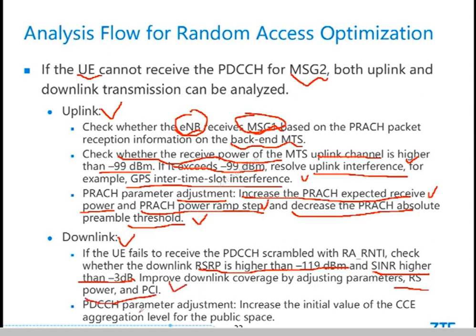So how can we solve this problem? Increase the initial value of the CCE aggregation. It means we increase the output power from the eNodeB side to ensure that the UE can receive message 2 better. Okay, this is message 2.